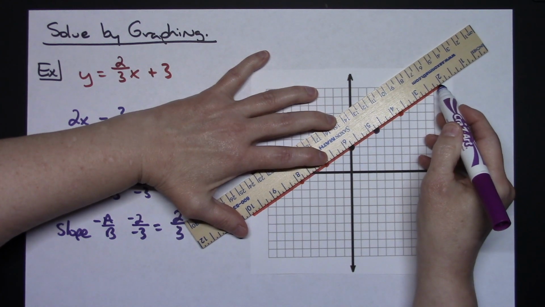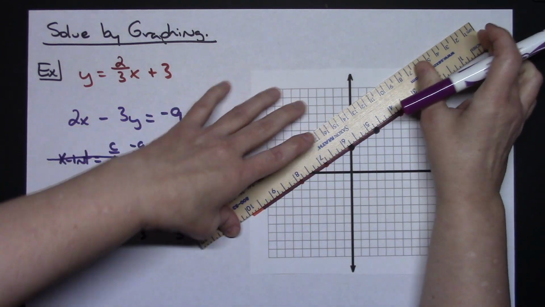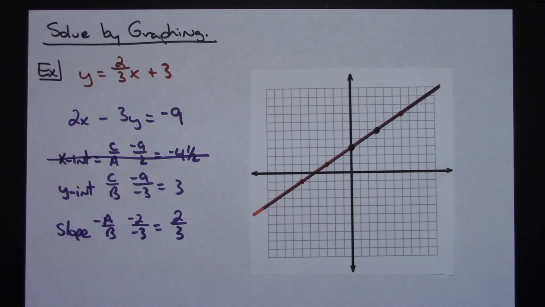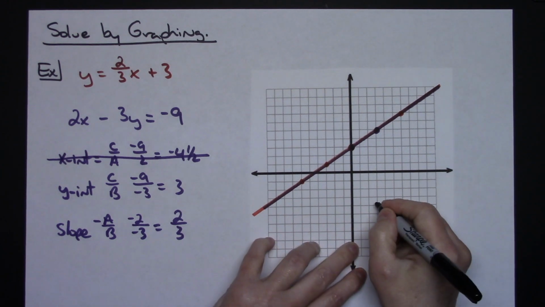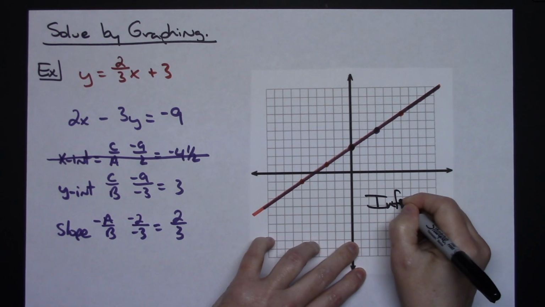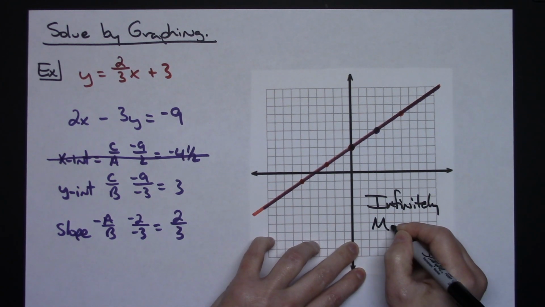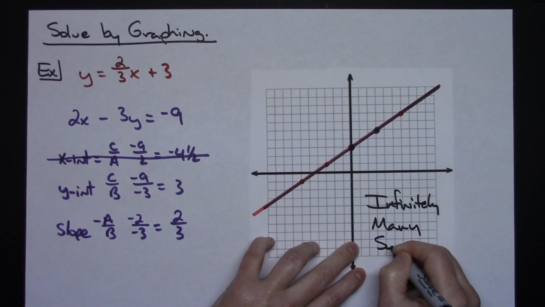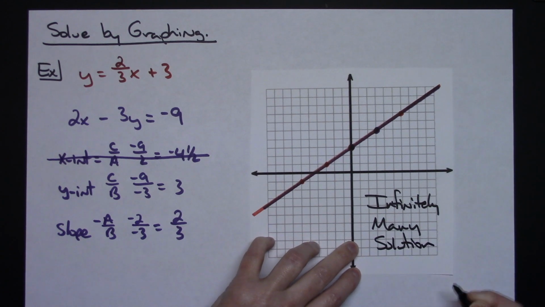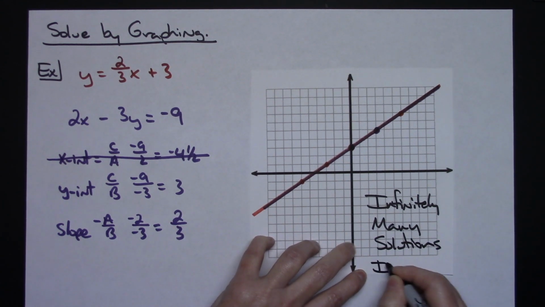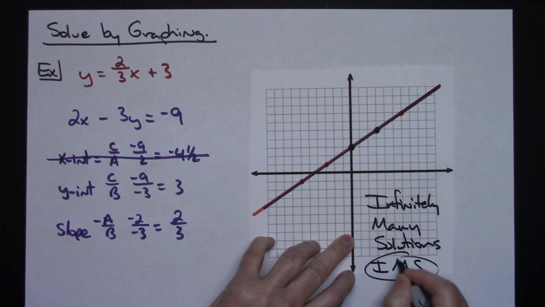So this is the case where when you graph the 2 lines, they are on top of each other. So that means that this one has infinitely many solutions. Okay, so infinitely many solutions. And if you're doing this by hand, then I usually accept IMS as a shortcut for that.